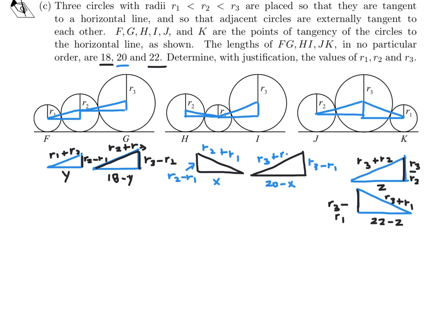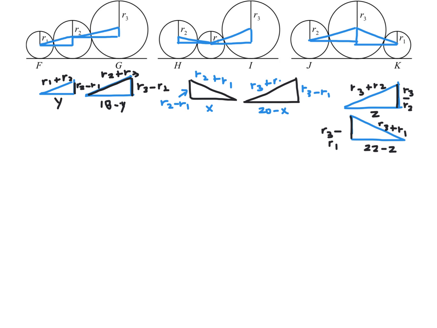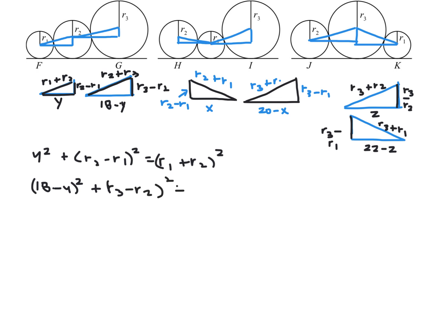Okay, so now that we have the triangles, we need the equations. The equations are very similar. It's just Pythagoras. So it's y squared plus (R2 minus R1) squared is equal to (R1 plus R2) squared from this triangle right here. And then the next one would be (18 minus y) squared plus (R3 minus R2) squared is equal to (R2 plus R3) squared. So that takes care of these two guys.